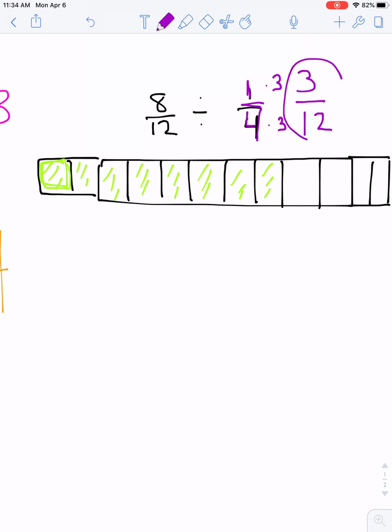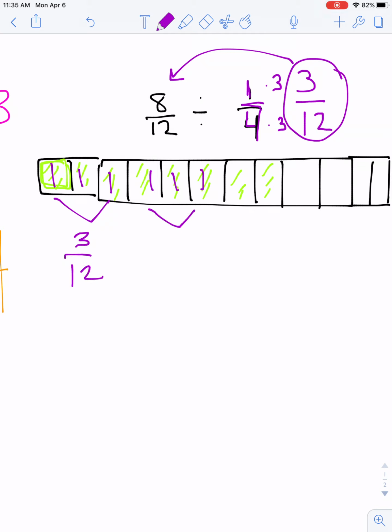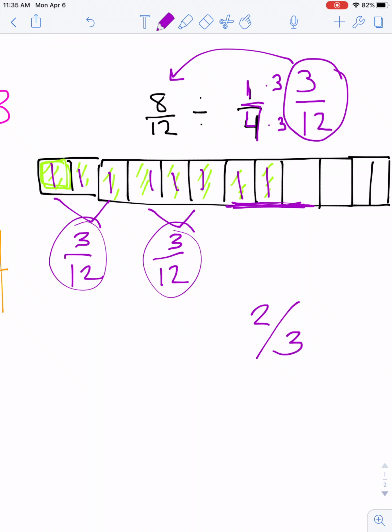So I'm asking myself how many groups of 3 can go into my 8/12. So I have 1, 2, 3. There's one group of 3/12. 1, 2, 3. That's another group of 3/12. And then I have 2 left over. How many do I want? I want 3, just like the other ones, but I only have 2. So I have 2 out of the 3 that I want. So I have 1 full group, 2 full groups, and then 2 of the 3. So my final answer is 2 2/3.